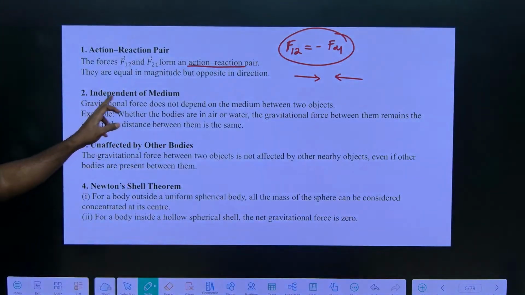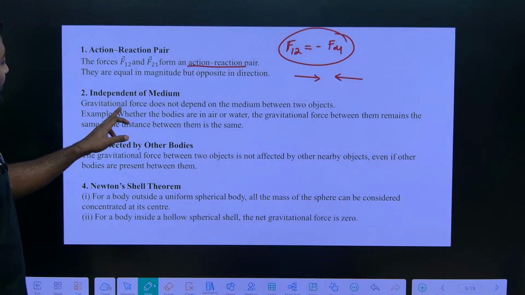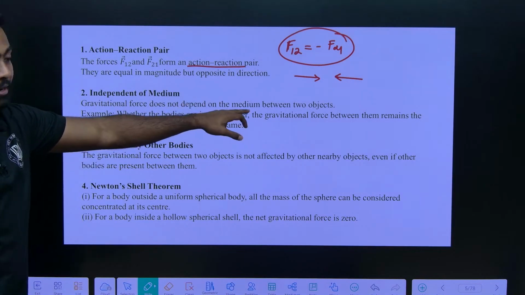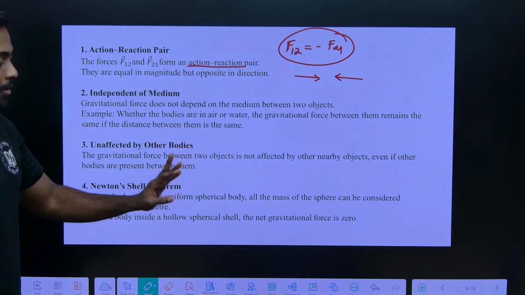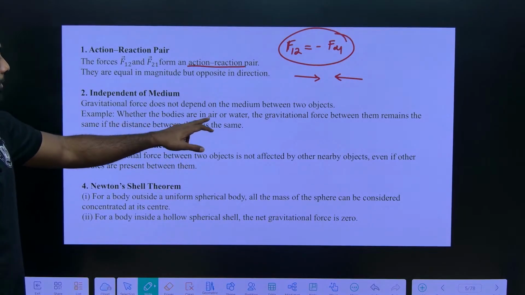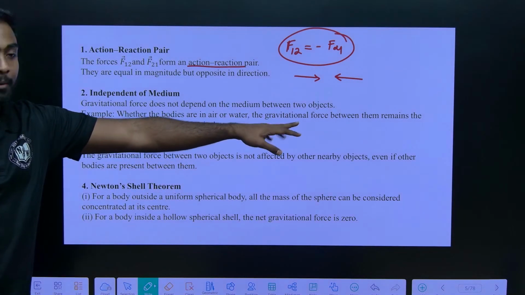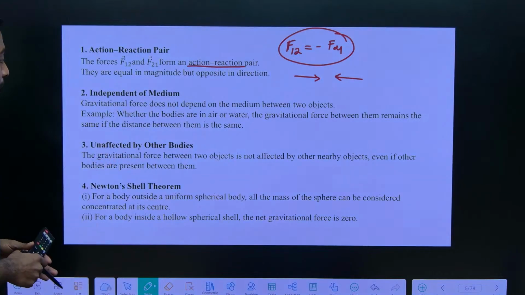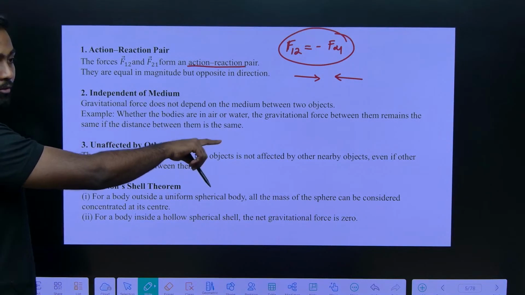Second point, independent of medium. Gravitational force does not depend on the medium between the objects. Example, whether the bodies are in air or water, the gravitational force between them remains the same, and the distance between them is also the same.